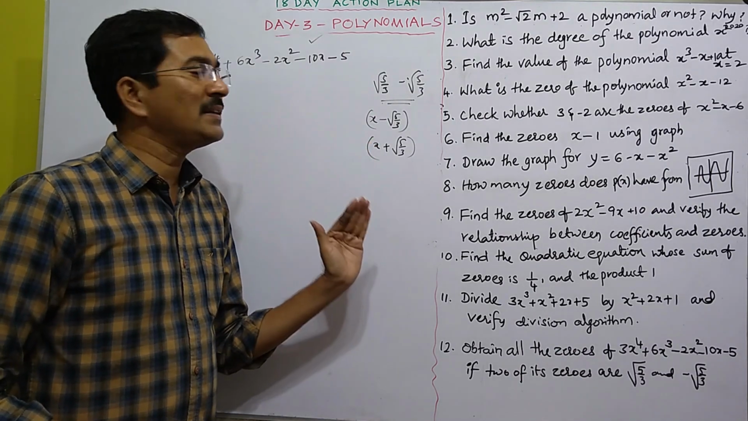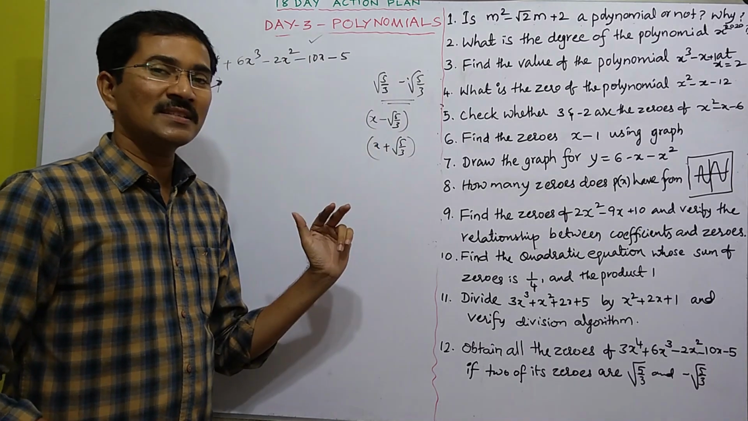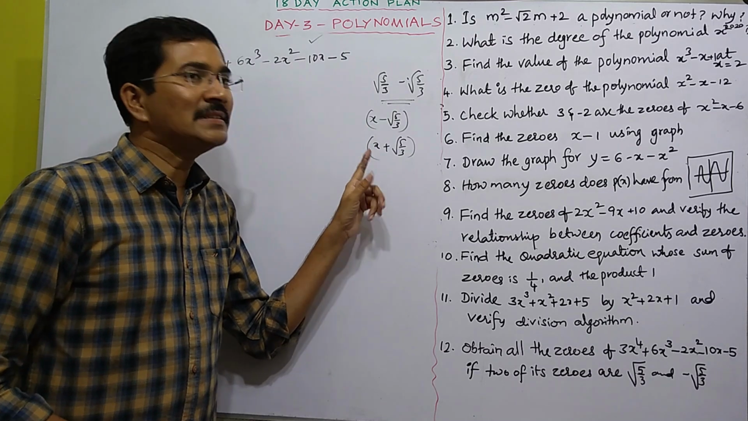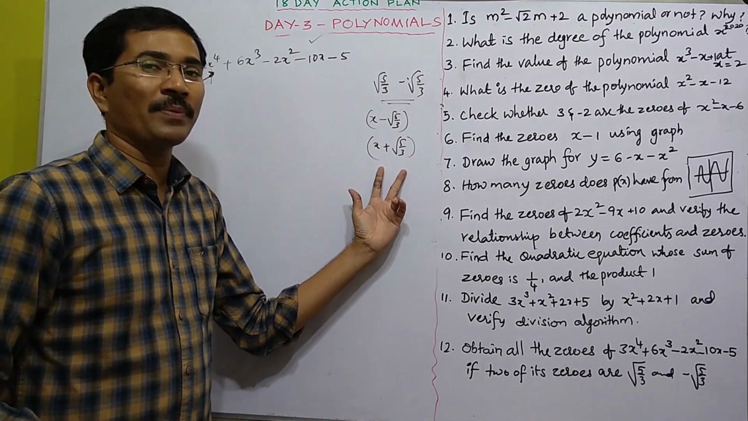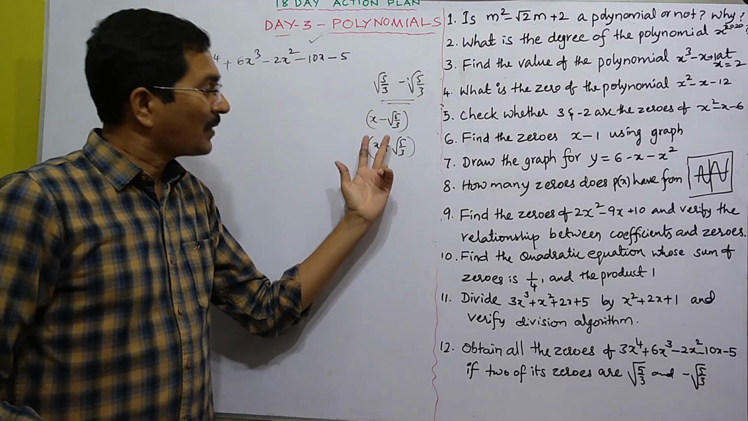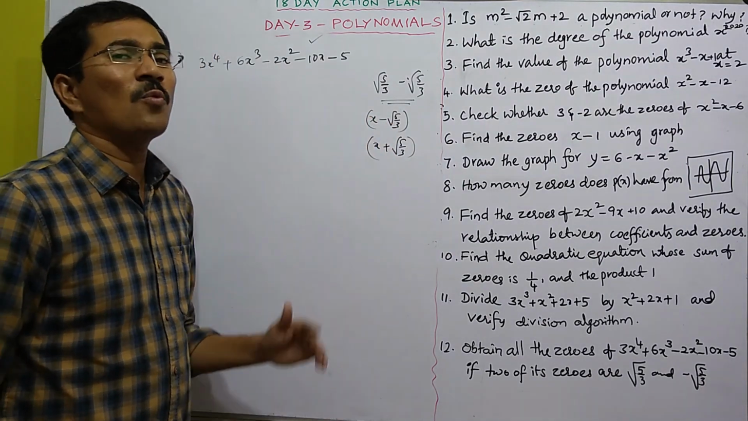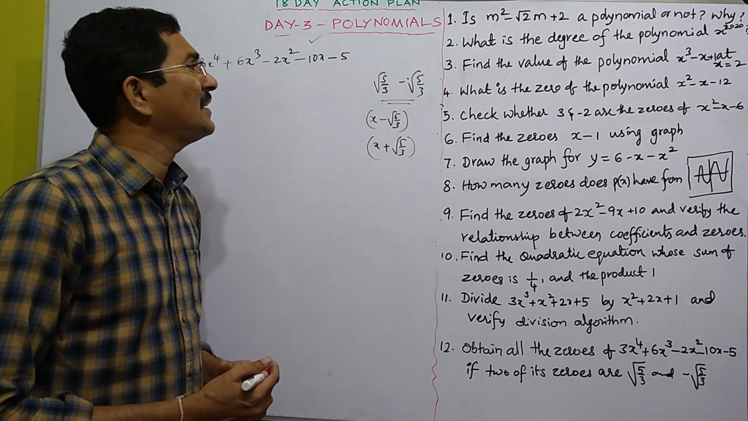Any two different linear expressions, unless one divides the other, are considered co-primes. So these two are co-primes. Now their product must also divide this. So let us find their product. What if you do their product and divide it?